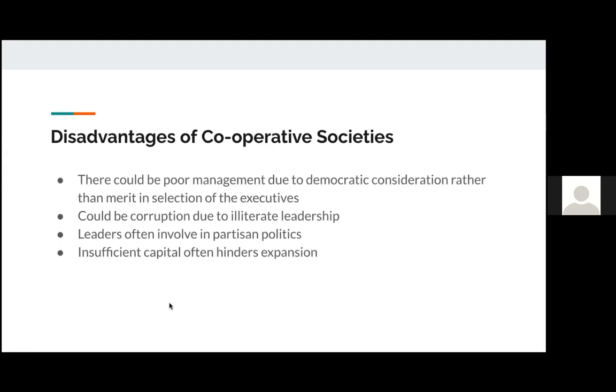But then there are disadvantages. For example, there could be poor management due to democratic consideration rather than merit in the selection of the executives. There could be corruption because of illiterate leadership. Leaders often get involved in partisan politics. So rather than voting for who you believe would do the right thing, you're voting for people based on popularity or certain traits that you may share with them. And finally, sometimes there might be insufficient capital, which will hinder the expansion of the enterprise.